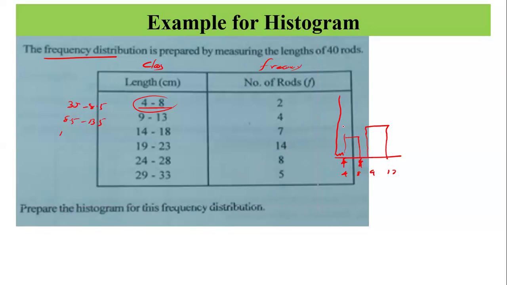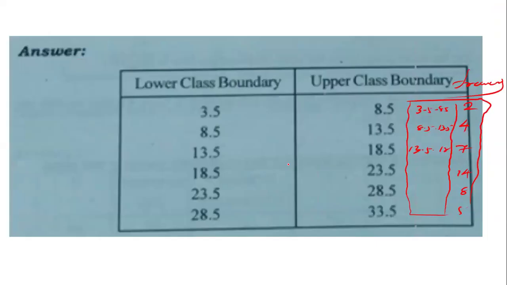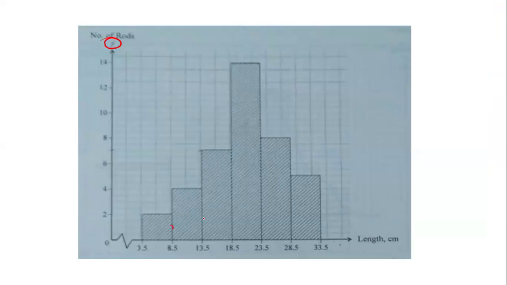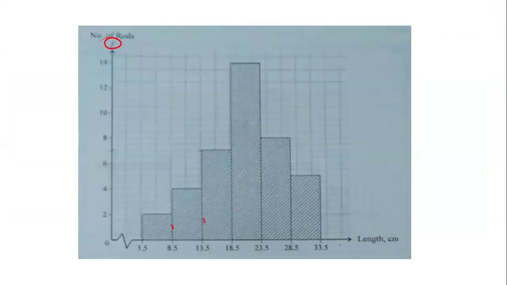This is called a bar chart, no? In a bar chart there is a gap. But when you prepare a histogram, there is no gap between these rectangles. Therefore, these rectangles are bound to one another. If you want to bind them, we have to use lower class boundaries and also upper class boundaries.